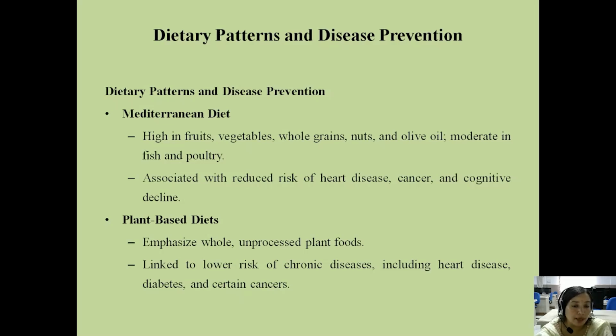The Mediterranean diet and plant-based diet focus more on whole and unprocessed plant foods, linked to lower risks of chronic disease, including heart disease, diabetes, and certain cancers. These dietary patterns have nutritious value, and they help reduce the risks of heart disease, cancer, and cognitive decline. A plant-based diet also reduces risks of chronic disease, including heart disease, diabetes, and certain cancers.